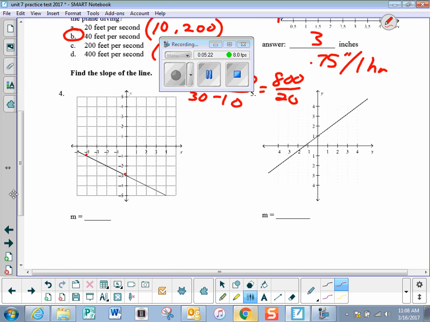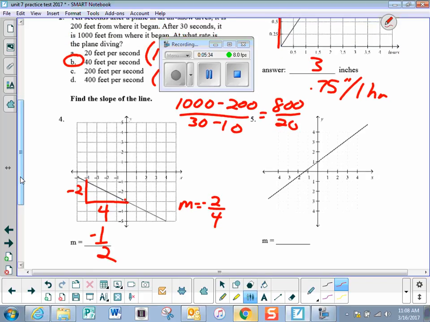Number 4, rate of change. Rise -2, run 4. If you have -2 over 4, that reduces to -1/2. There. Okay, number 5, rise over run. So if I go to this point and this point, I rise 1, 2, 3, and I run 4. 3 over 4 is 3/4. Easy peasy.